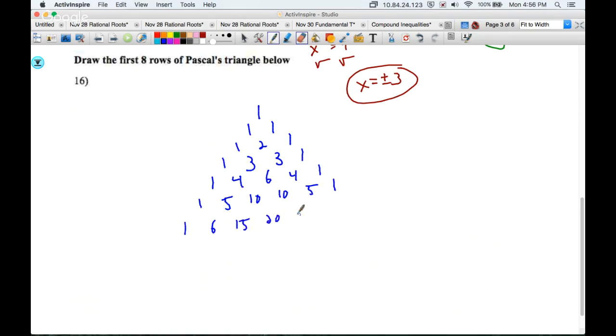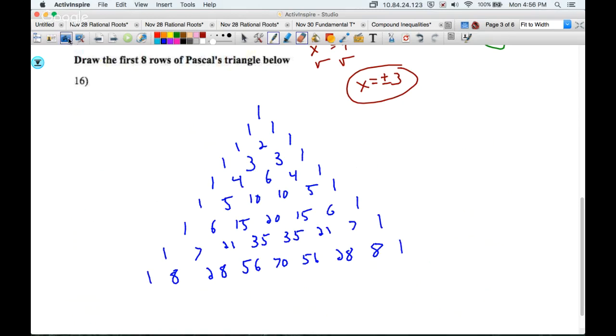So we're almost there. We'll know the first 8 rows. Technically, it doesn't say to the 8th row, because that would be one more row than this. Since the 8th row is called the 7th row, we'll just do the next one. 1, 7, 21, 35, 35, 21, 7, 1. Then 1, 8, 28, 56, 70, 56, 28, 8, 1.